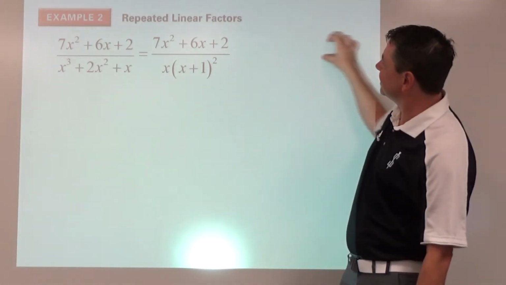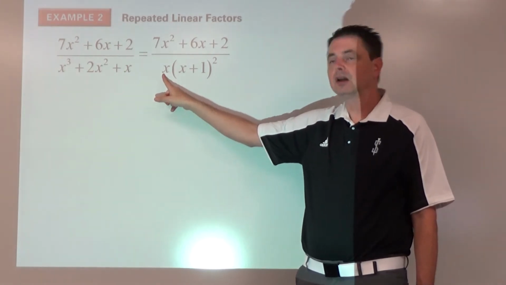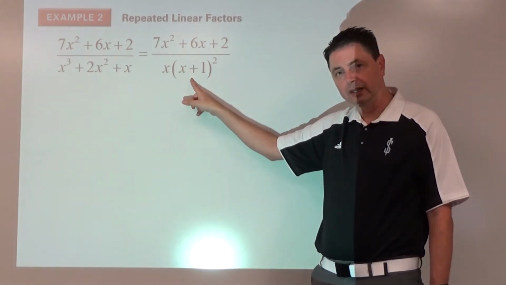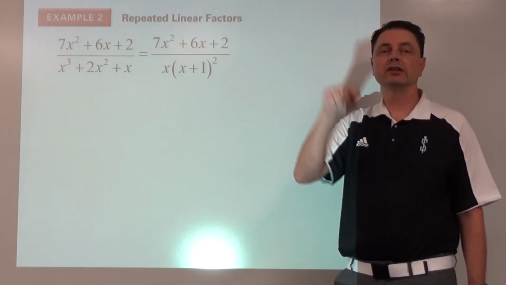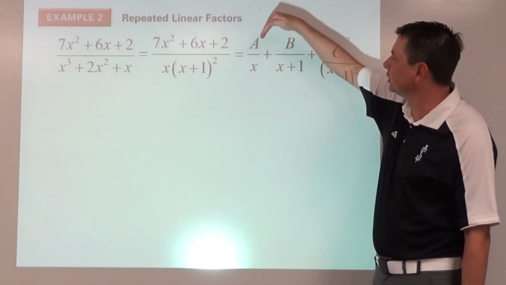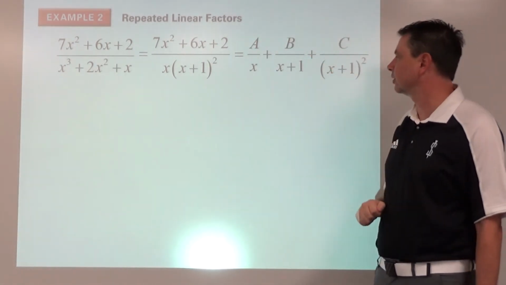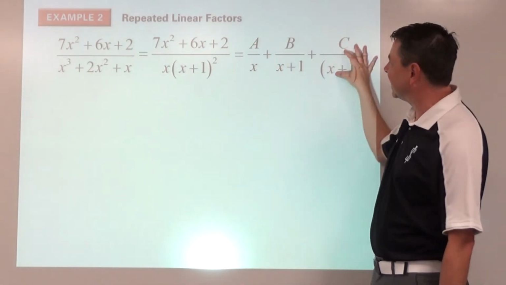So when we break this up into fractions, we're going to have a denominator of x, a denominator of x plus 1, and then for the repeated, a denominator of x plus 1 squared. So that's going to mean 3 fractions, so our unknowns a, b, and c are the numerators. So now we're going to go ahead and add these together.